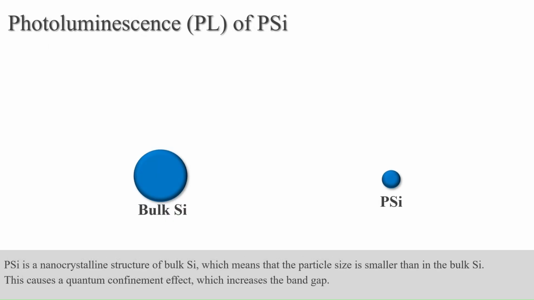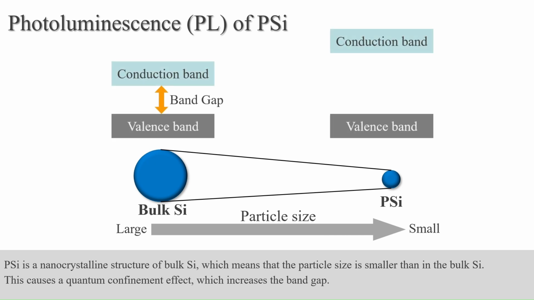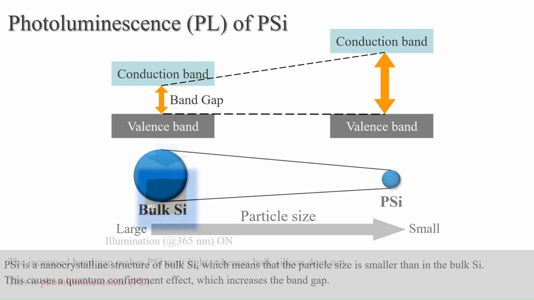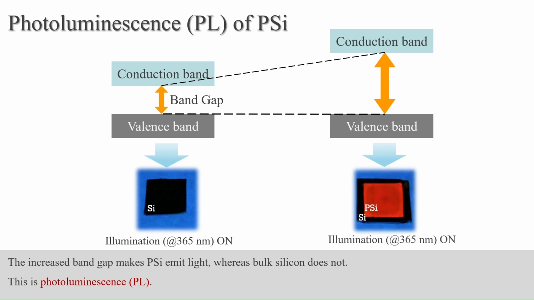Porous silicon is a nanocrystalline structure of bulk silicon, which means that the particle size is smaller than in the bulk silicon. This causes a quantum confinement effect, which increases the band gap. The increased band gap makes porous silicon emit light, whereas bulk silicon does not. This is photoluminescence.